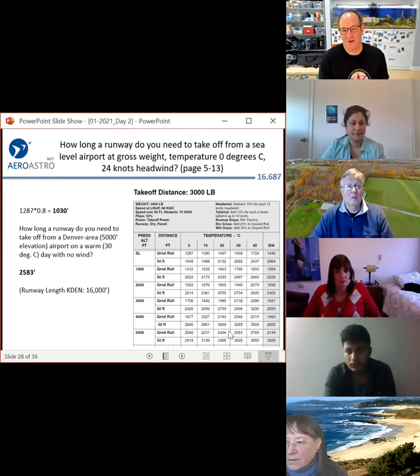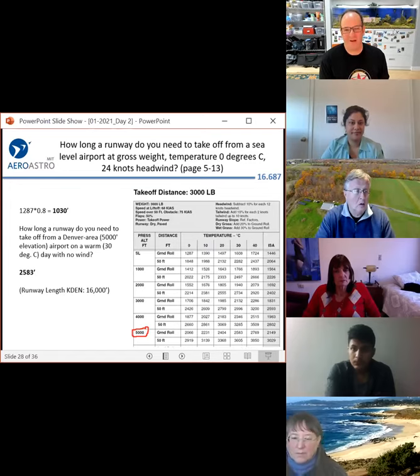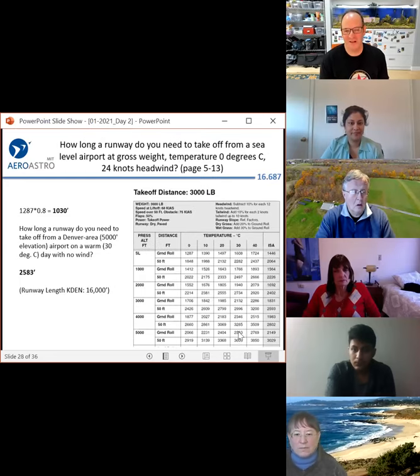Now remember, this is also a perfect factory new airplane that was being tested. So it'll take 2,583 feet just to lift off. And then you won't be at 50 feet above the ground until you're 3,600 feet from where you started. And it's no accident that their main runway at Denver is 16,000 feet long. That's, I think, the longest runway in the US.